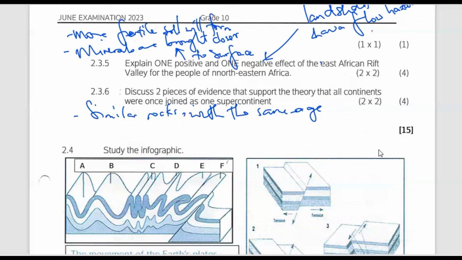Or we can also say plants and animals which are similar. It suggests that those continents were the same. That is why we have typically the same plants and also the same animals on either side of some continents. All right, you can also talk of a jigsaw puzzle.